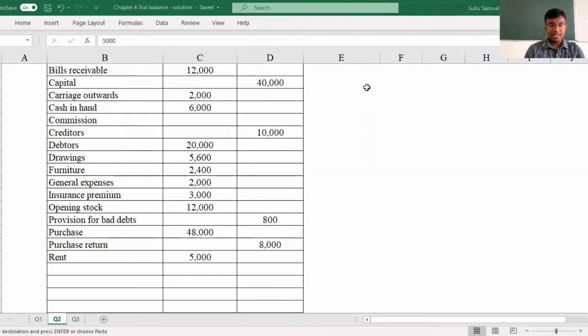Next item is salary. Salary is also an expense. So expenses will fall on which side? Expenses will fall on the debit side.